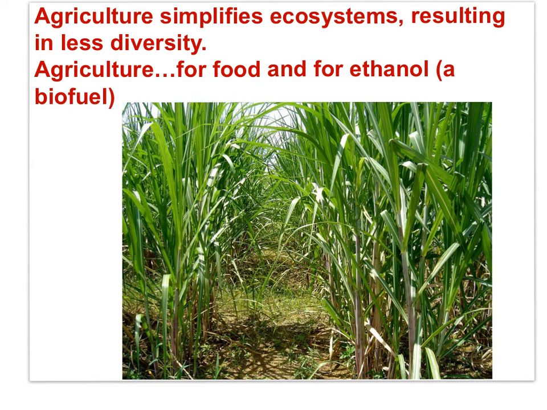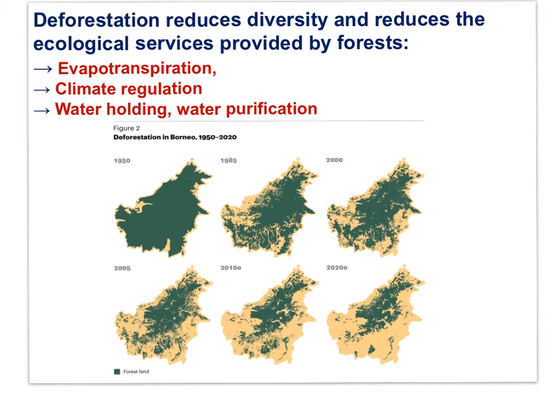Agriculture simplifies ecosystems, resulting in less diversity. Again, conflict between exploitation and sustainable development. Reducing the diversity of the system makes the system less stable. In this slide, you can see the deforestation of Borneo over time. Deforestation reduces diversity, reduces the ecological services provided by forests. Ecological services can only be provided by an intact, undisturbed system.